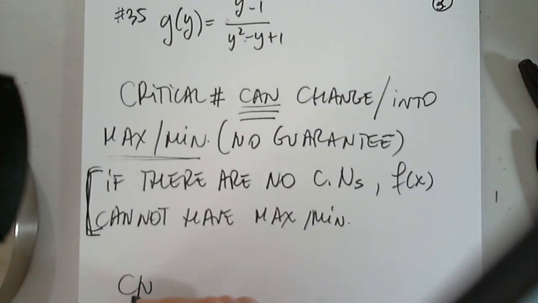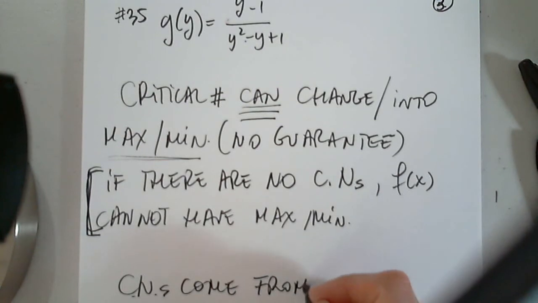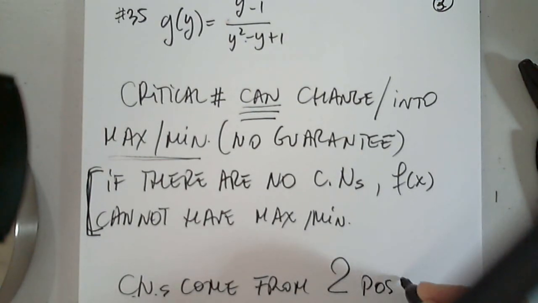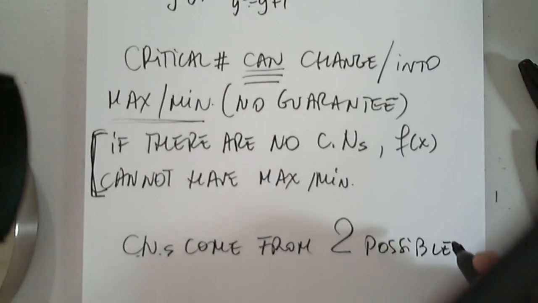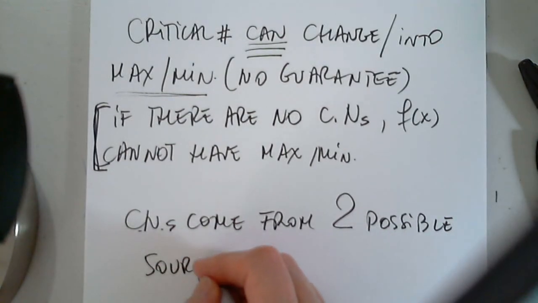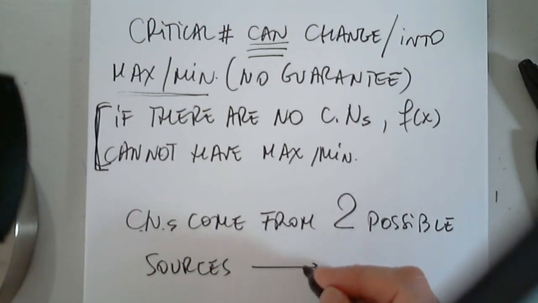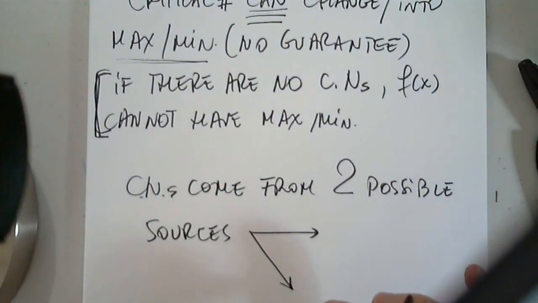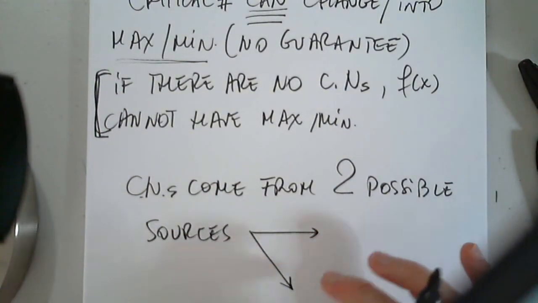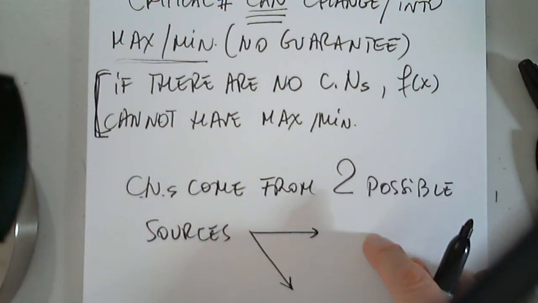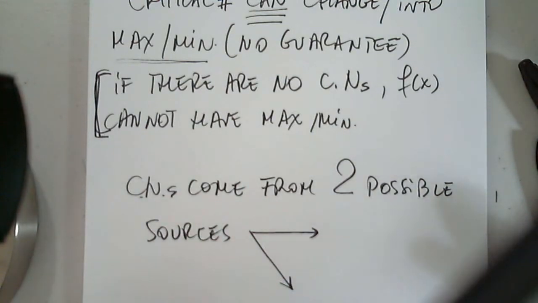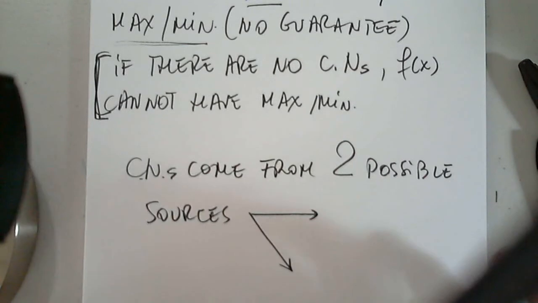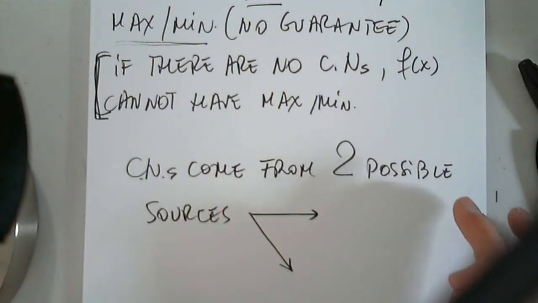Critical numbers come from two possible sources. Here's one, here's the other. A function may have critical numbers coming from both, or from one, or from the other, or none at all. So critical numbers come from two possible sources.